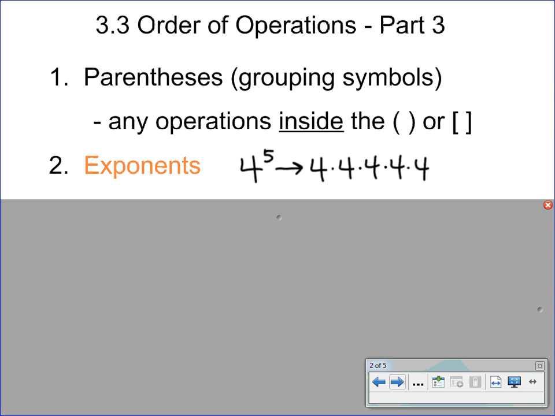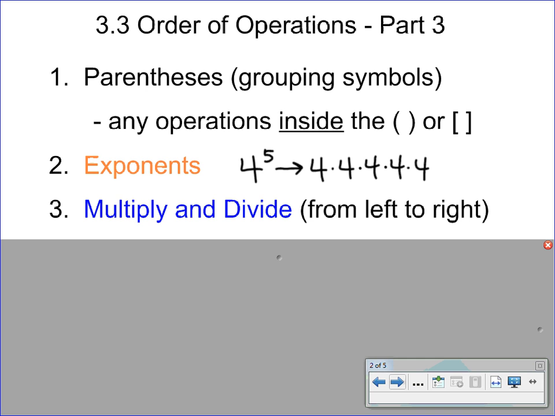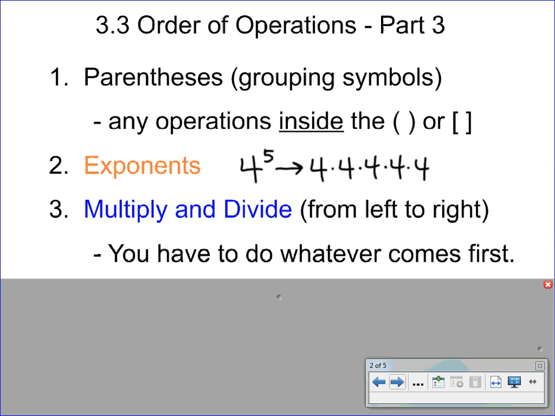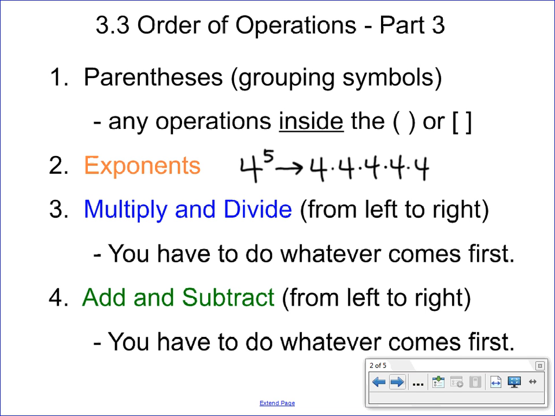We're adding this to our order of operations problems today, and we'll talk about how to use your calculator to calculate these, because you probably will need your calculator a little bit more now that we're adding exponents to the examples. Following exponents, we have multiplication and division from left to right, and we know that means you have to do whatever comes first. And then lastly, we have addition and subtraction from left to right. Again, you're doing whatever comes first in the order that it appears.